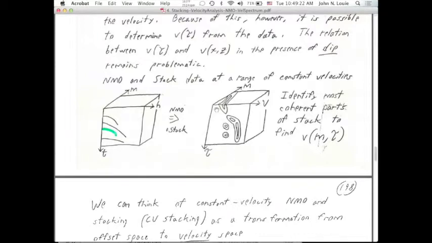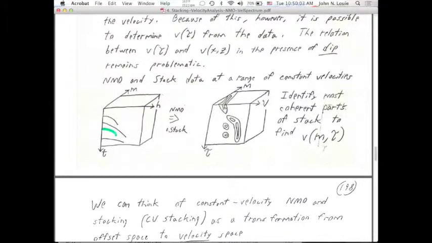So what we're looking at here in this front face, instead of a CMP gather, is the first midpoint, and we're looking at semblance, or we could look at the stack wave field, or coherency. What I'm indicating here is that coherency or semblance is contoured, and it's semblance versus tau and velocity, so zero offset time and velocity.